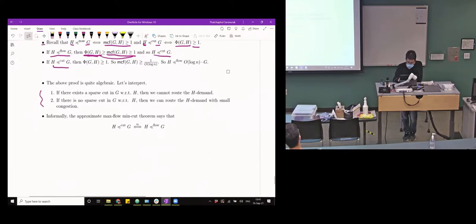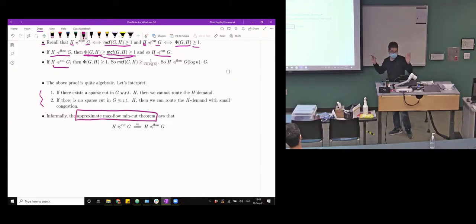This is just to repeat things again and again, but morally, what you should think about approximate max-flow min-cut is that these two orders are kind of the same. It's the same way to compare graphs, if you ignore the log-n factor.